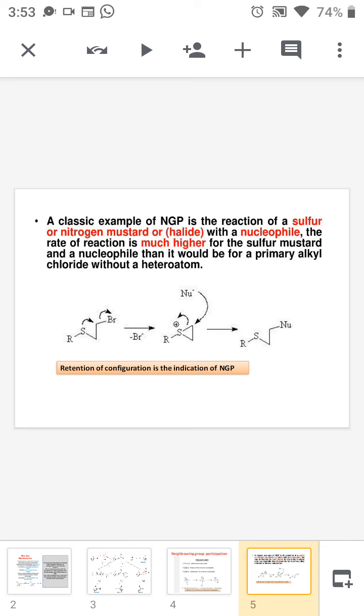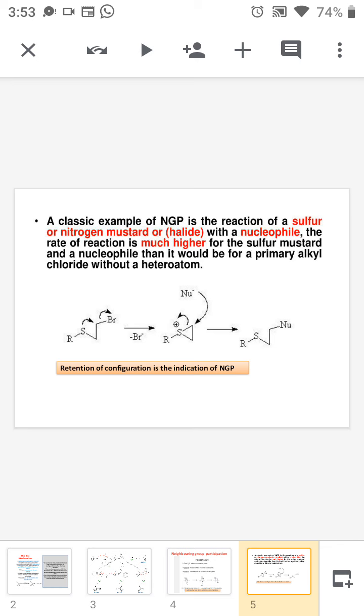We know that the sulfur atom has a pair of electrons, and bromine is a good leaving group, so it will leave into the reaction medium with its pair of electrons as Br minus. So that carbon is positive. In order to reduce the electron deficiency at that carbon, an electron pair is donated by the sulfur to form a 3-membered ring, in which the sulfur acquires a positive charge.